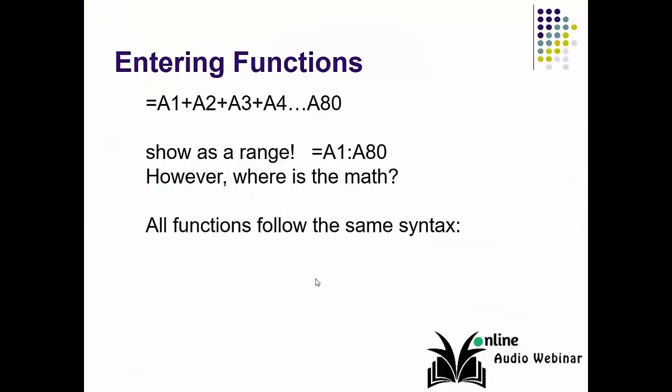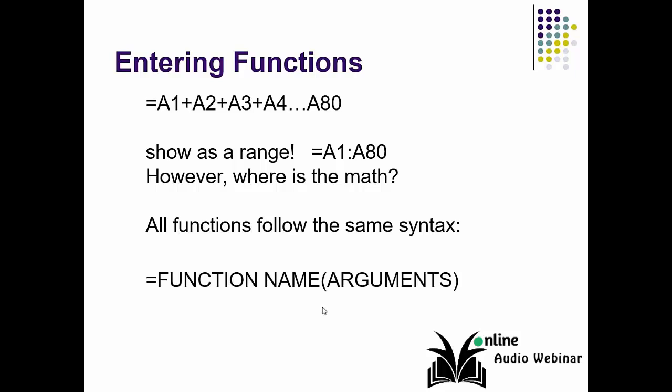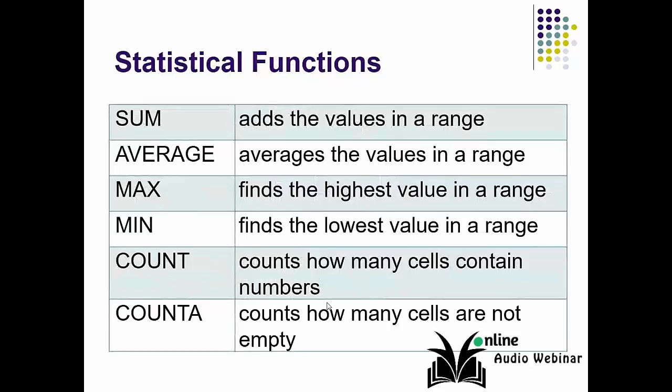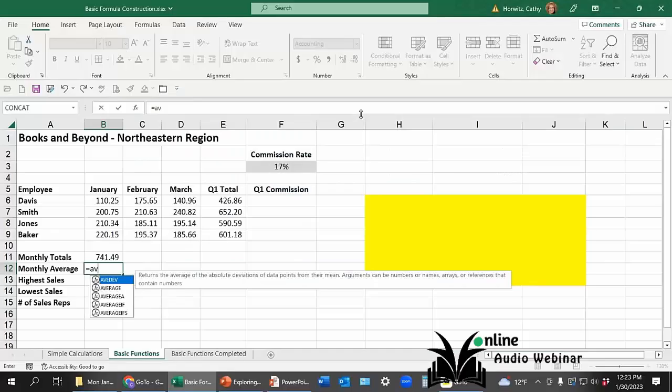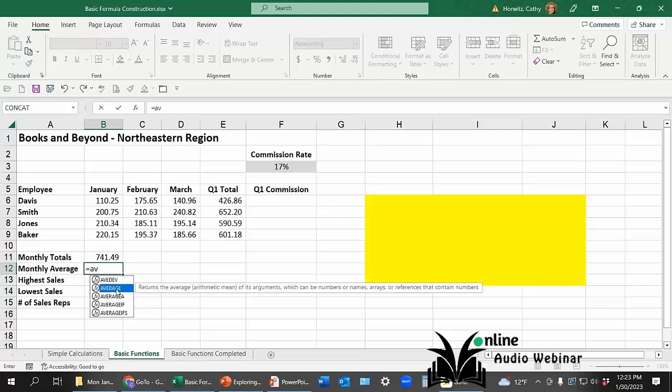A function is a word that tells Excel what to do with a group of cells, followed by the function's name, and then in parentheses what Excel calls arguments. The arguments are the cells to be calculated. Sum the values in cells A1 through A80, and these are the most commonly used statistical functions. To verify that's the function that I want, we can single click on any one of these and get a definition of what they do. Take a look at the average definition.